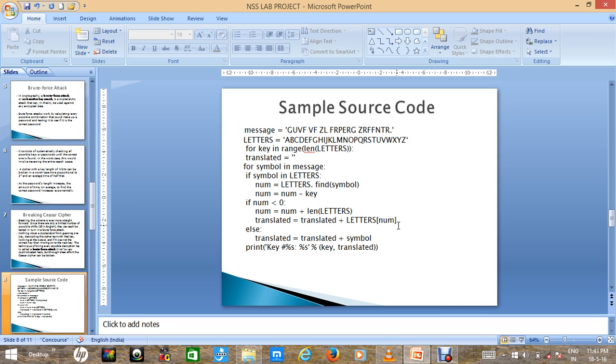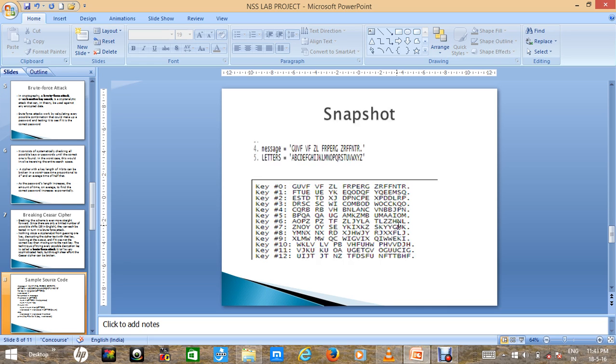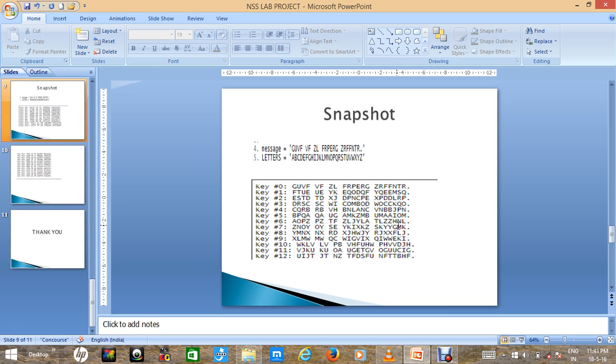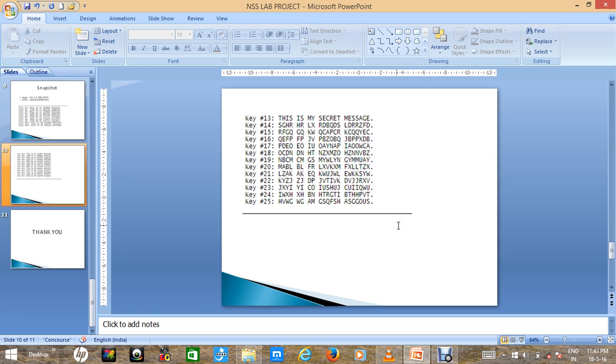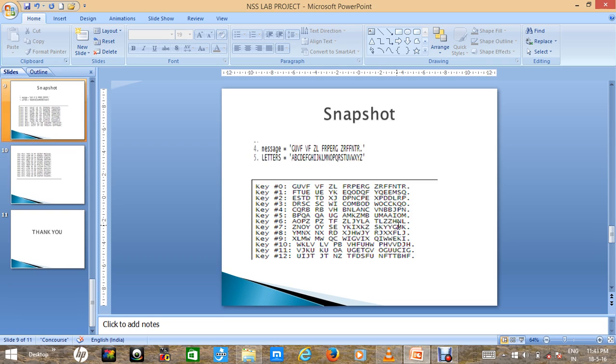Or if none of these methods work, then there is another: translated is equal to translated plus symbol, and then it will print the key and the string and the translated text. So for example, here we can see that the message is GUVF VFZL FRPERGZR FFNTR. So here are 25 generated keys, as there are 25 shifts possible in the English alphabet.